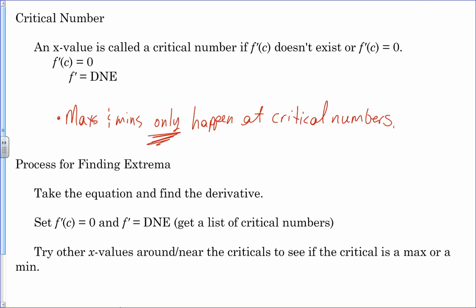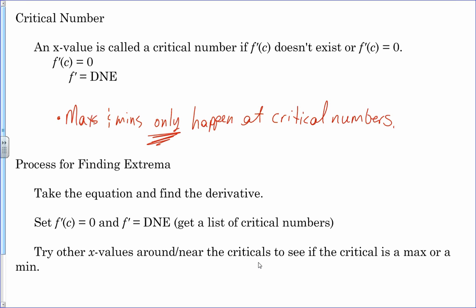So your process for finding extrema is really kind of simple. You take the equation and find the derivative. You know how to do that. Then you set f prime equal to 0, and also find where f prime does not exist. From this, you will get a list of critical numbers. Now, to test whether it's a max or a min, you try other x values near the criticals to see if each critical is a max or a min.